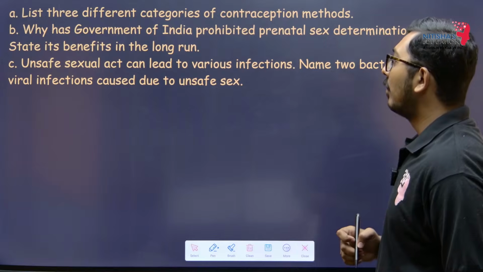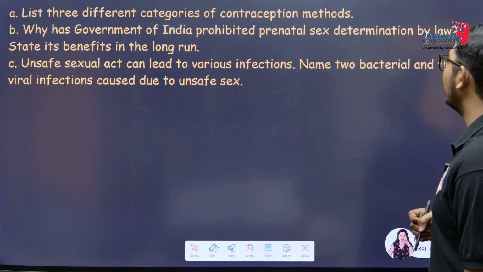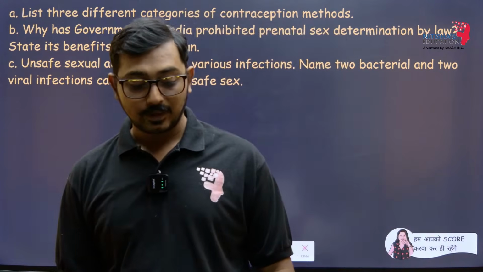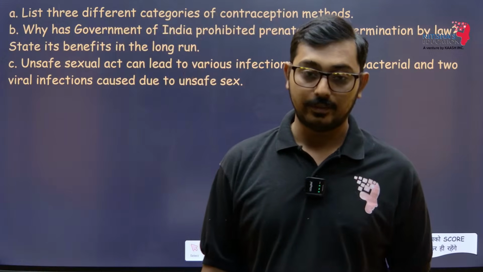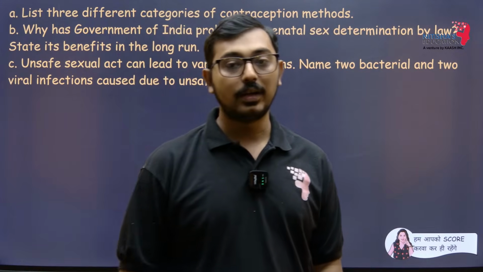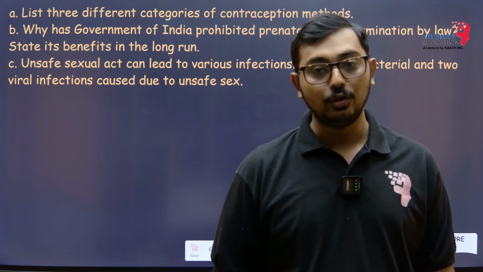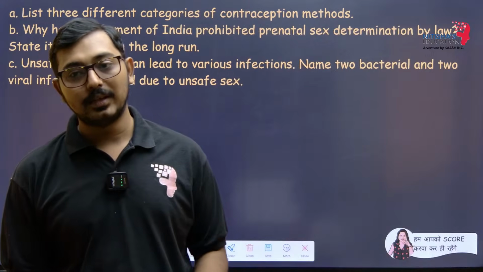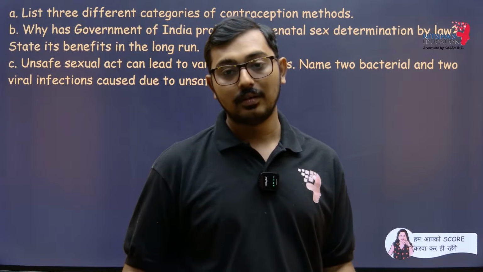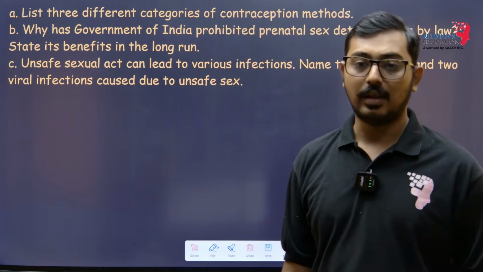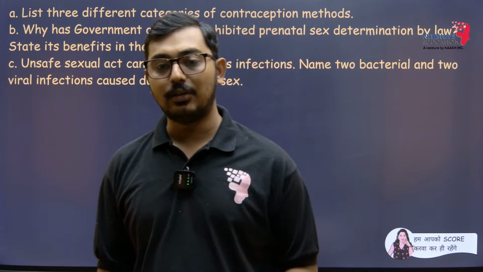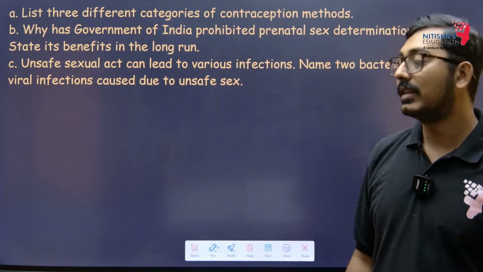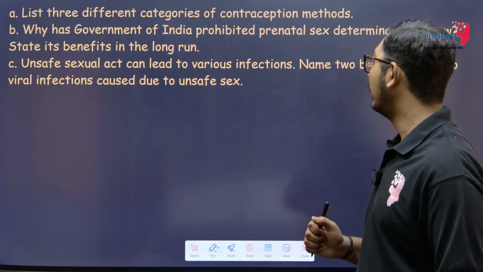Then, why has the Government of India prohibited prenatal sex determination by law? Because that was the biggest issue of the country, where the girl child was not promoted. As soon as the parents knew that the child was a girl, some parents would want an abortion. That is very emotionally damaging to the mother, and it is a loss of a life. Hence, the government has taken these steps.